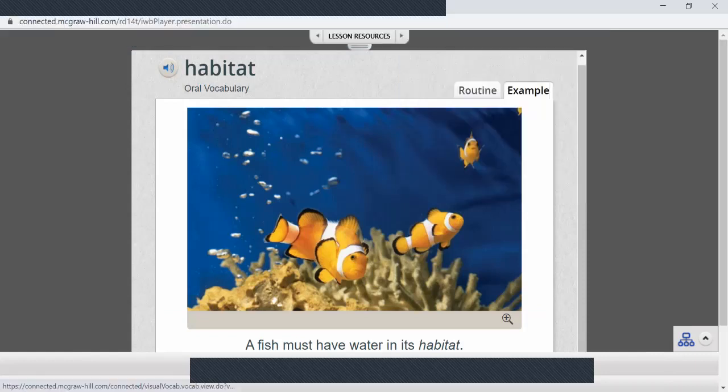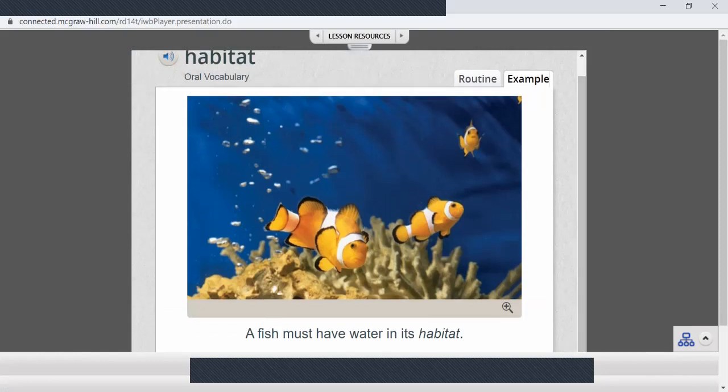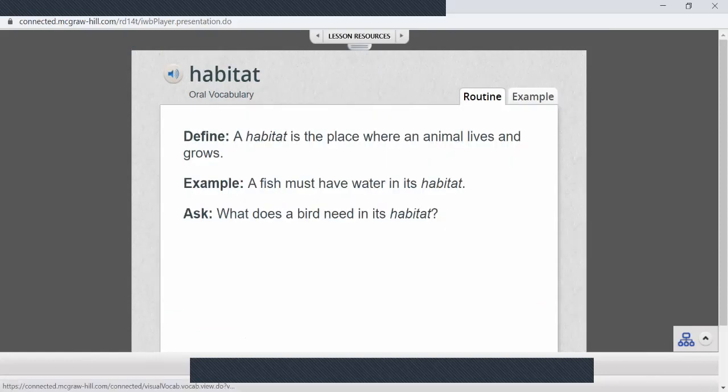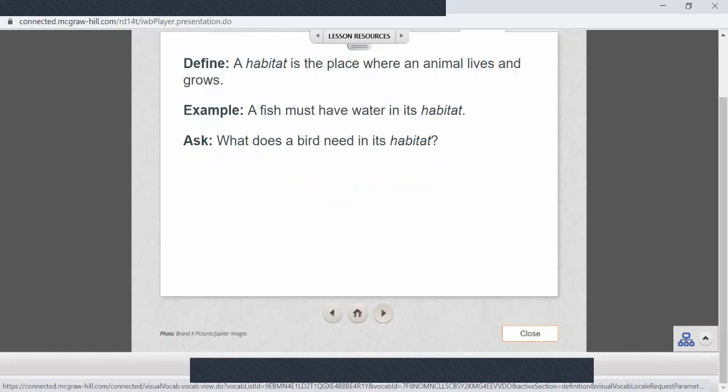Let's go over some vocabulary words that you will be hearing throughout this unit. The first word is habitat. Can you say that with me? Habitat. A fish must have water in its habitat. A habitat is the place where an animal lives and grows. Habitat.